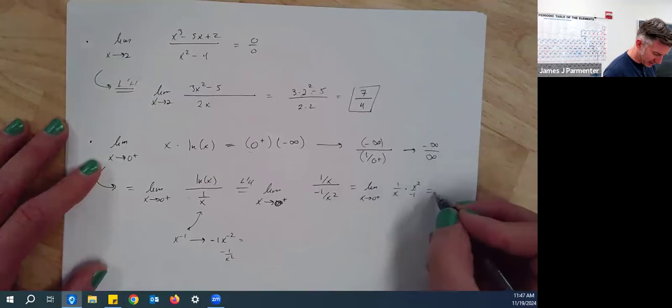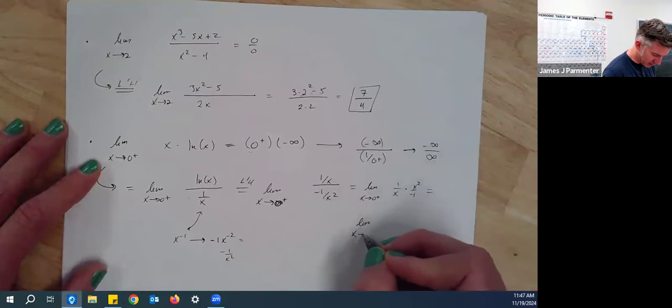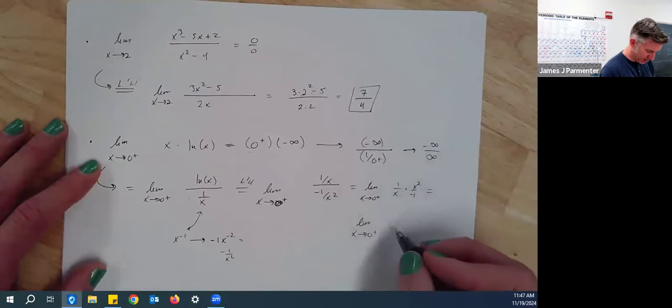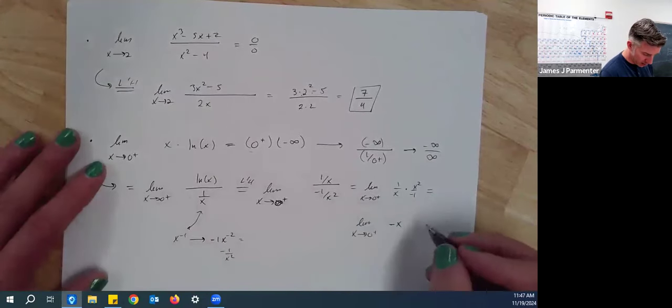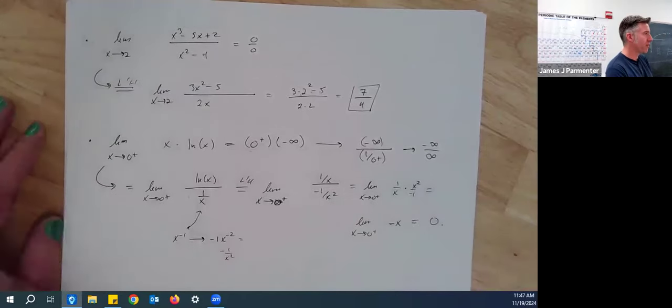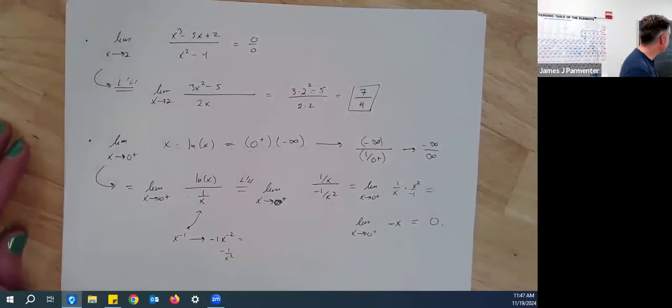I can cancel an x. I'm left with the limit as x approaches 0 from the right of essentially just negative x. If I plug in 0 now, I'm totally going to get just 0. So in this case, the 0 kind of won out.